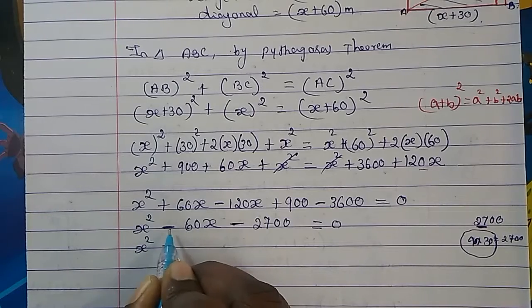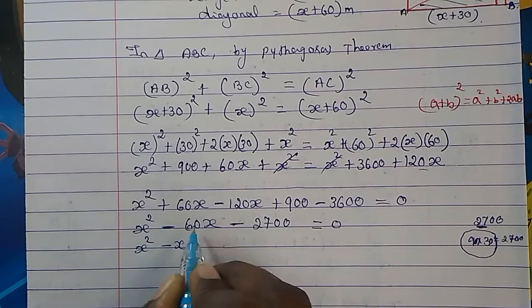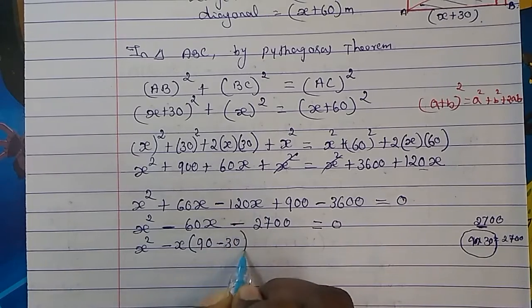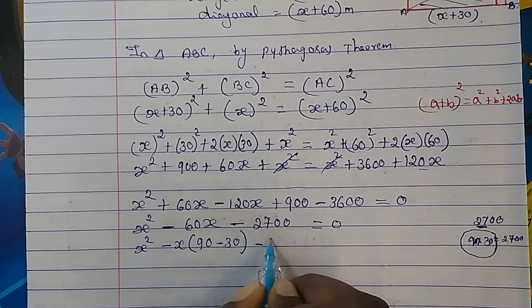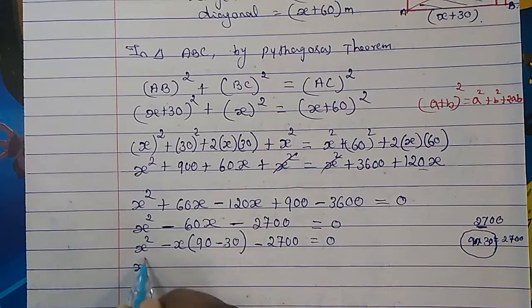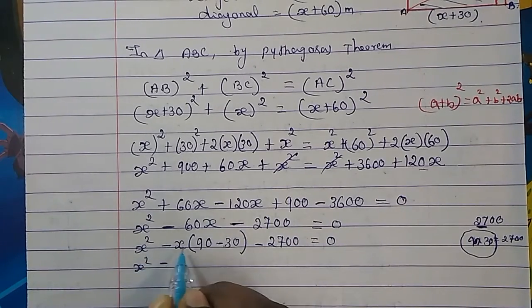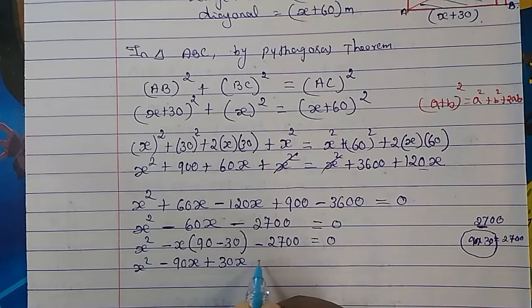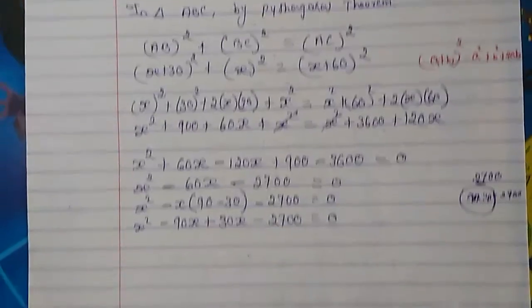This minus will keep as it is, x will keep as it is. Instead of 60, we will write 90 minus 30. Okay, now this as it is. So now x square minus x into 90 will give us 90x, minus into minus will become plus, then 30x minus 2700 equal to 0.